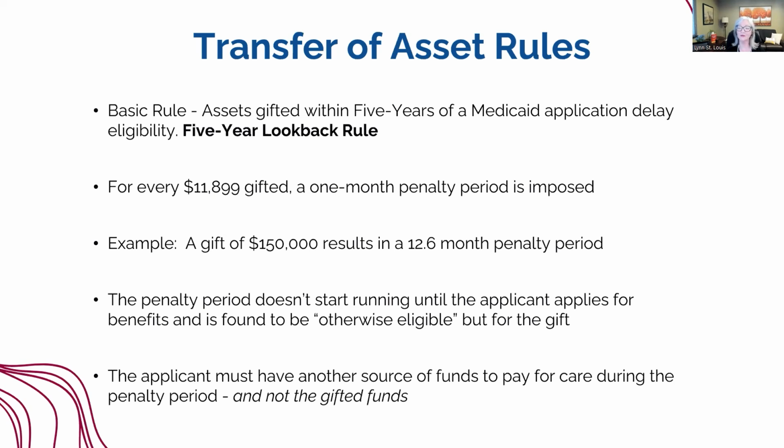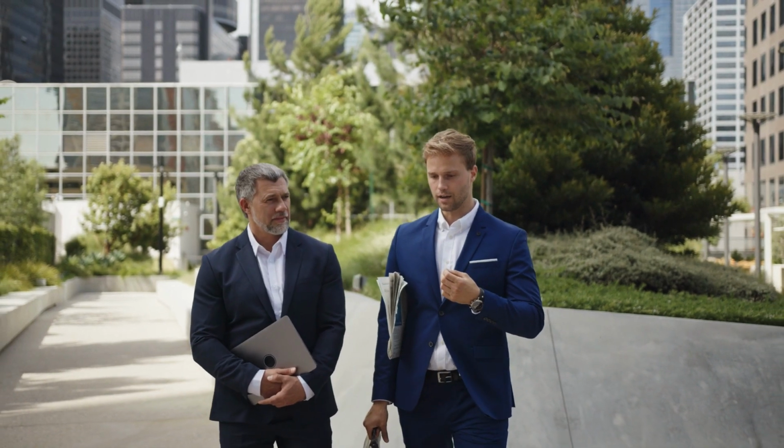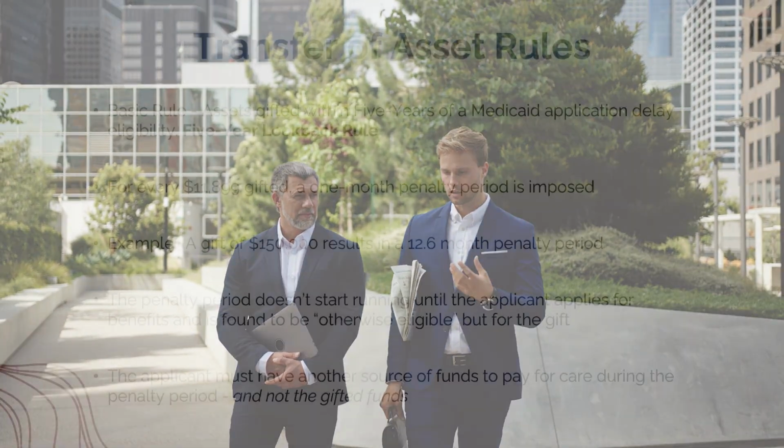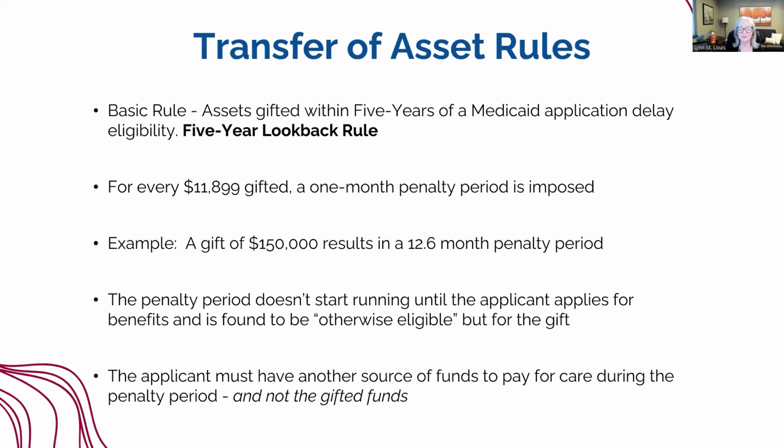If you make a gift within 5 years or 60 months of applying for Medicaid benefits, there is going to be a penalty period imposed, unless there's an exception, which we'll talk about. For every $11,899 given away, there's going to be a 1-month penalty period. So if you give away $150,000, there's going to be a 12.6-month period of ineligibility.